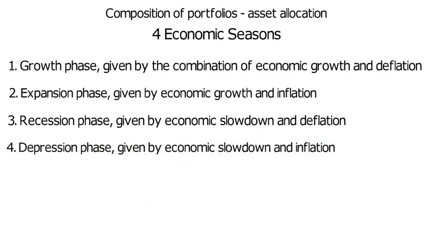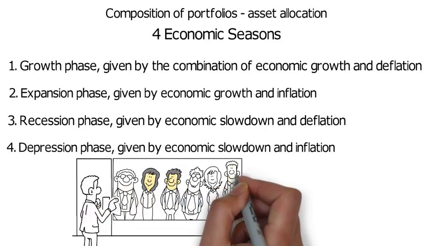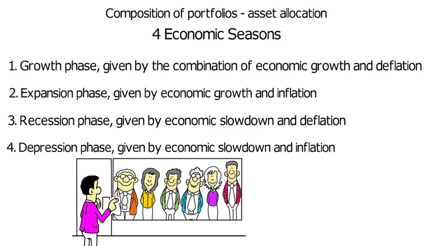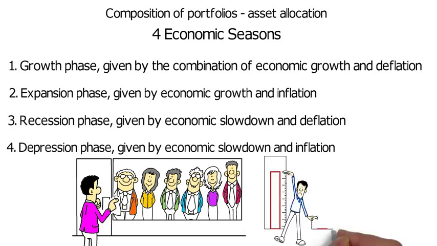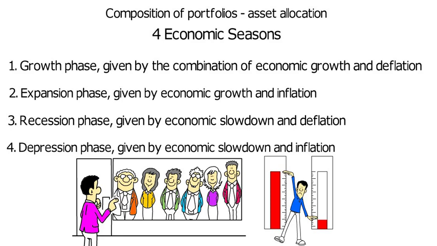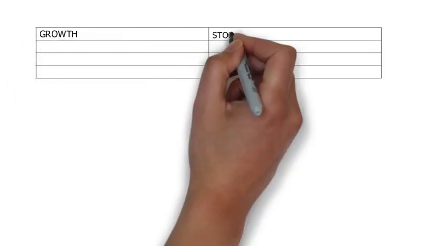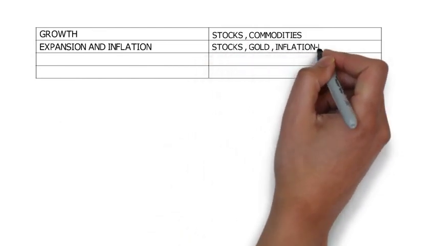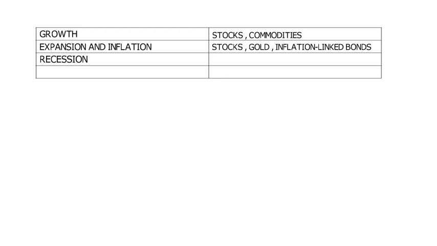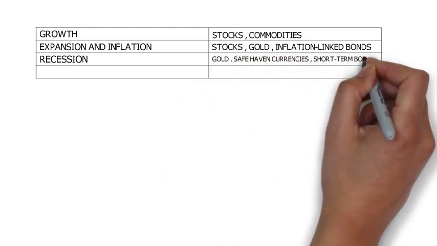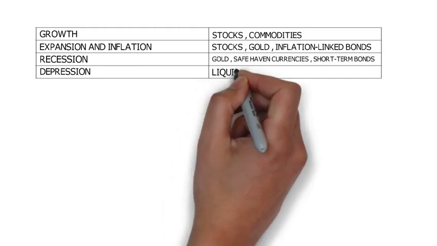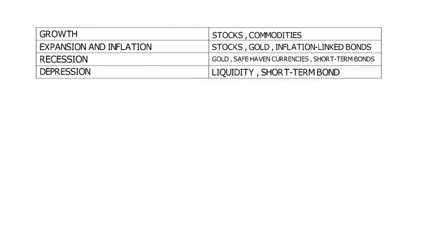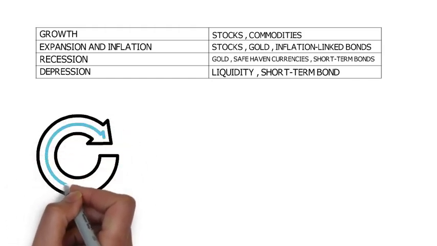During each economic season, there are asset classes that perform well and asset classes that perform worse. Some perform well during the growth phase, and poorly during the recession, others that perform well during the depression phase, and poorly during the expansion. Growth: stocks, commodities. Expansion and inflation: stocks, gold, inflation-linked bonds. Recession: gold, safe haven currencies, short-term bonds. Depression: liquidity, short-term bonds. This is because, as economic seasons change, money is not burned, but will simply flow from one asset class to another.